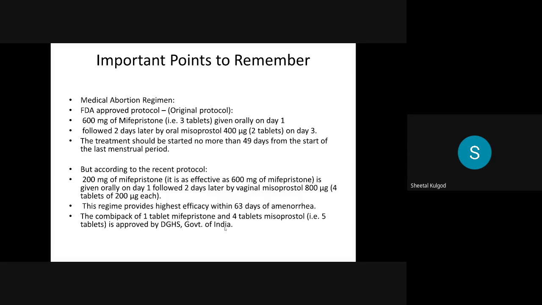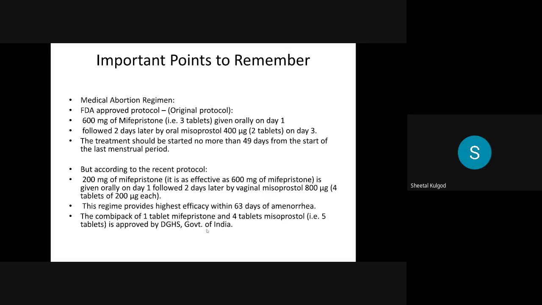Whenever you're instructing the woman to follow this regimen, always take a consent, even though you're managing on an OPD basis. In case of medical methods for the MTP, especially in the first trimester, you need to take a consent. You need to instruct the patient properly as to what kind of regimen has to be followed, and she needs to be followed up after 10 to 15 days.